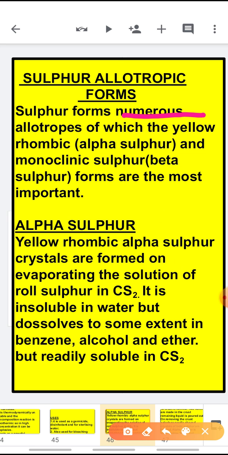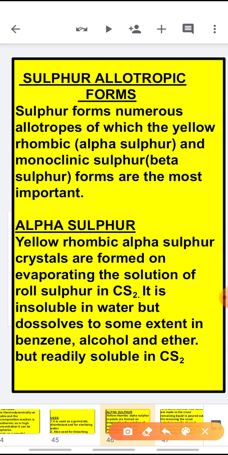That means many different allotropes are there, but of all those allotropes, the important ones are the yellow alpha sulfur and monoclinic beta sulfur. So we'll be studying about the alpha sulfur and beta sulfur. You have to remember both have got the formula S8. 8 atoms of sulfur are there in both the forms.